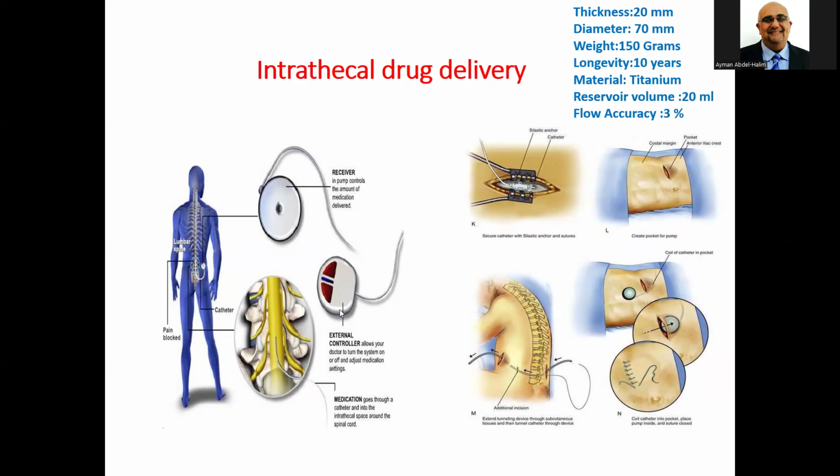the programmed pumps, basically made of titanium with a longevity of 10 years. As you can see, the thickness is 20 millimeter, diameter is 70 millimeter, and usually we stick it in the buttock area or in the front of the abdomen.